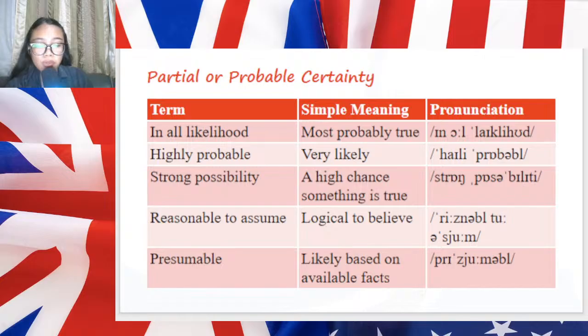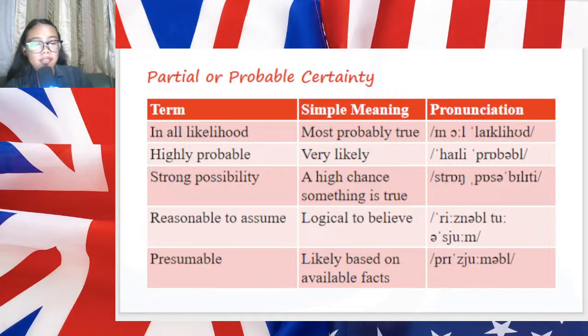It refers to expressions or phrases we use when we are almost sure about something, but we still acknowledge a degree of uncertainty. These phrases allow us to make cautious predictions, to present logical conclusions, or comment on situations using evidence or reasoning. They are essential for mature communication, especially in professional, academic, and testing contexts. That is partial or probable certainty.